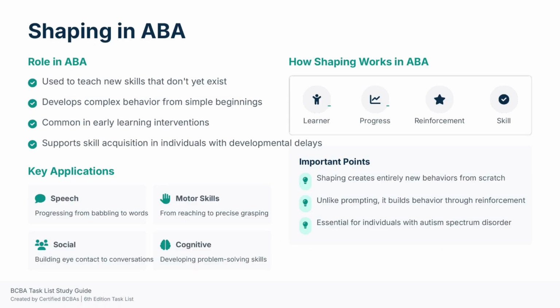In ABA, shaping is especially useful when the final skill is not yet in the learner's repertoire. For example, a child may not yet be able to say a full word, imitate a complex action, or engage in a complete social initiation. Shaping gives us a way to begin with whatever behavior is already present and then move step by step toward the final goal. This is why shaping is common in early intervention, language development, motor training, communication teaching, and social skills instruction. So shaping is not just a theory term. It is a practical teaching method used to develop new and increasingly complex skills.